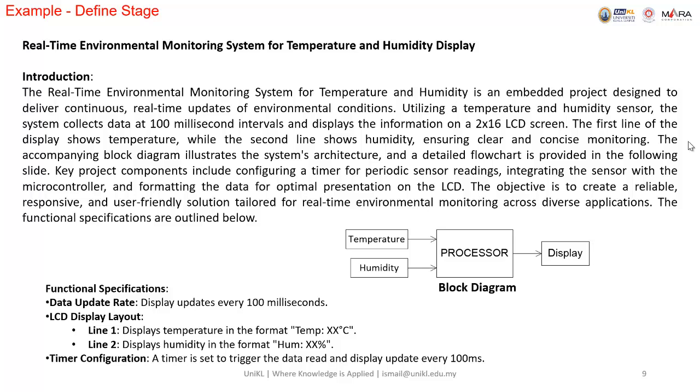So the functional specification is data update rate, display update, for example, here every 100 milliseconds. LCD display layout: line 1 displays temperature in the format Temp: XX degrees Celsius. Line 2 displays humidity in the format Hum: XX%. And then timer configuration: the timer is set to trigger the data read and display update every 100 milliseconds. This is an example of the defined stage.